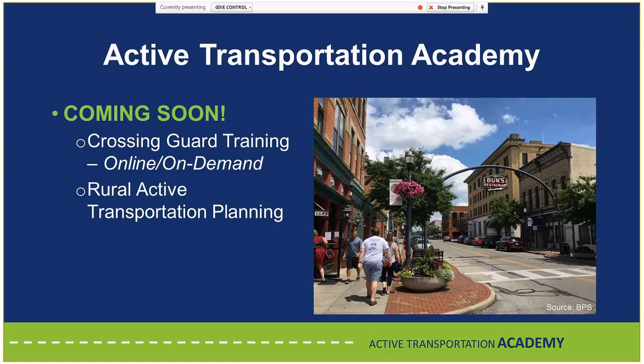Coming soon, we've been working on developing the crossing guard training that we currently offer in person into an online on-demand format, and that is getting close to being ready. And then coming up soon, we're also developing an active transportation course related to rural communities with a focus on the different needs and demands in rural areas.